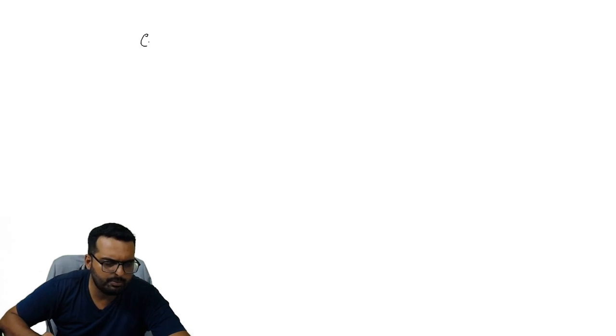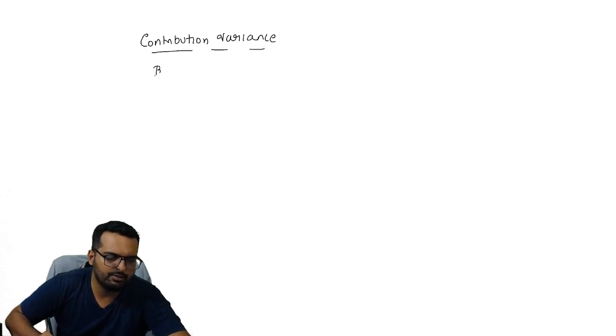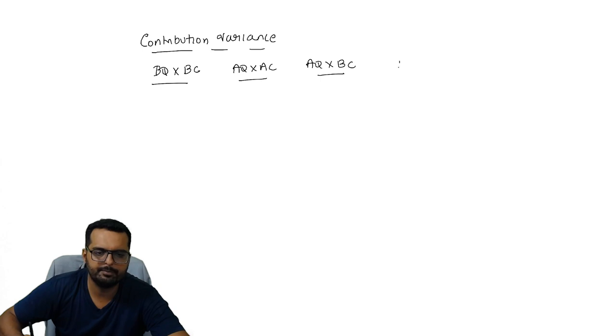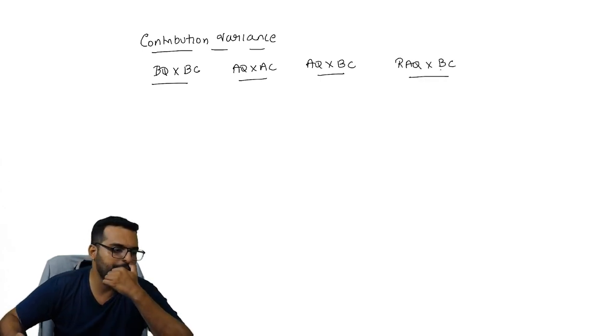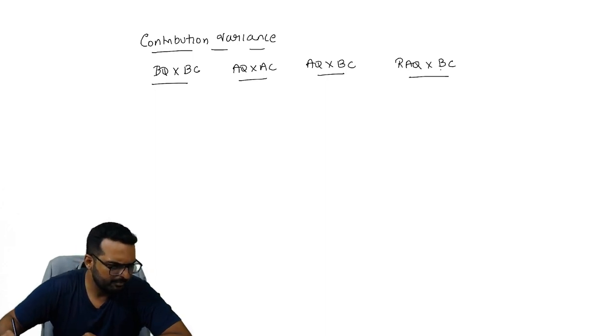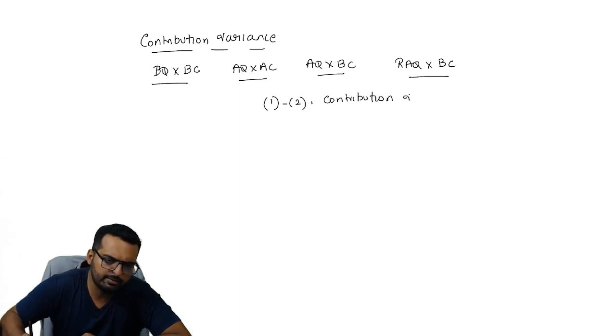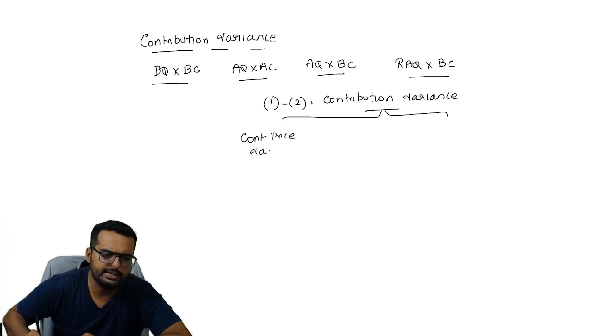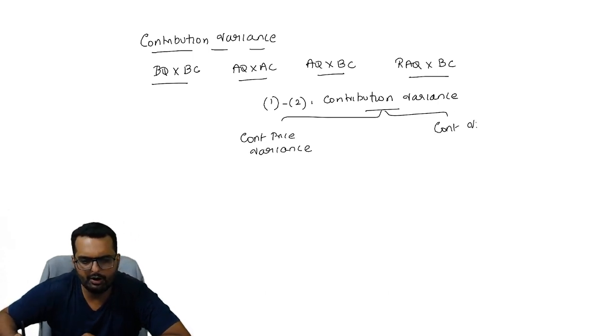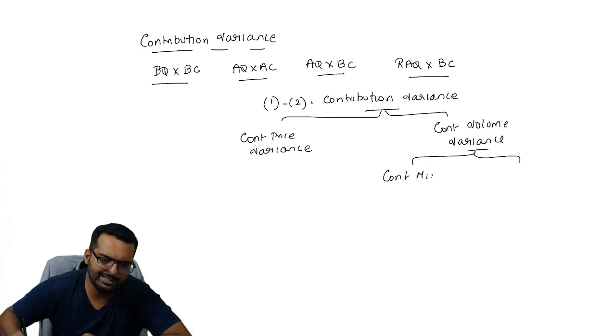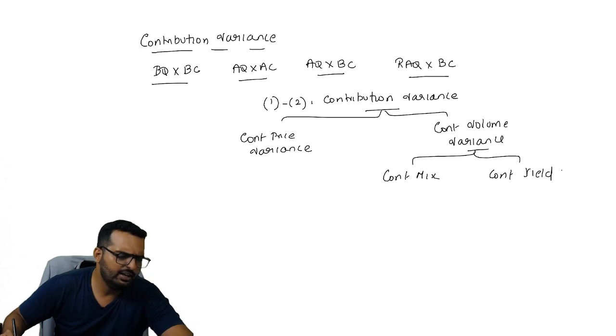Okay. We found out profit variances. Now we will find out the contribution variances. Here the table format will be BQ into BC, AQ into AC, AQ into BC, and the last one is going to be RAQ into BC. Everyone tell me, what is the meaning of BC now? Budgeted contribution. So now 1 minus 2 will be contribution variance. Inside this, we will have contribution price variance and contribution volume variance. Inside this, we will have contribution mix variance and contribution yield variance. Write down, friends.